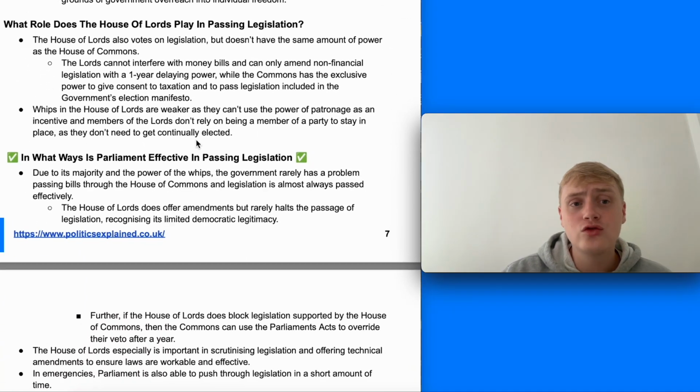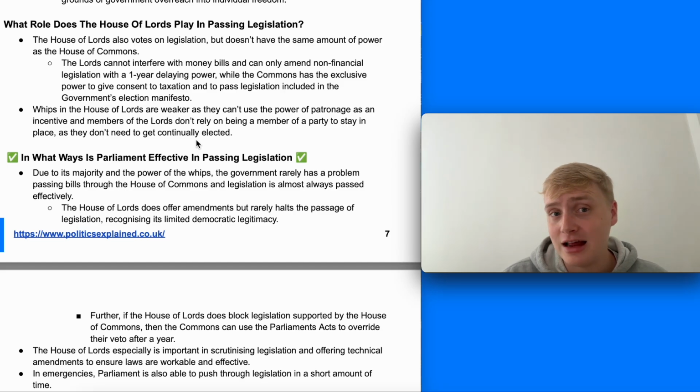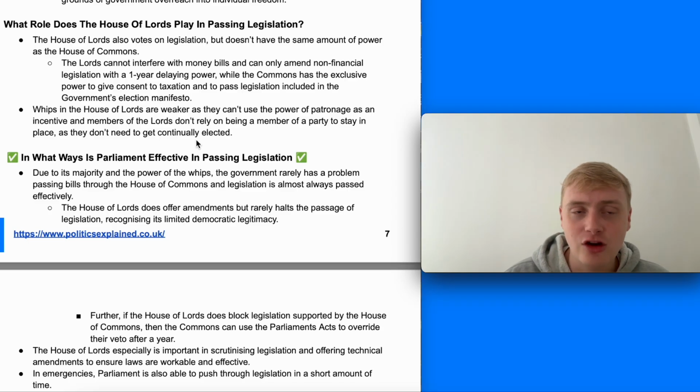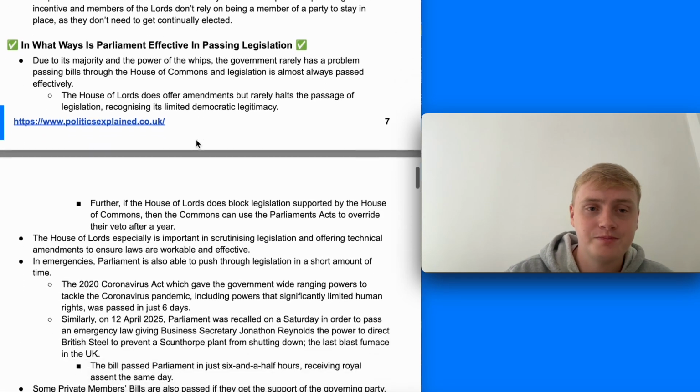The House of Lords also votes on legislation, but doesn't have the same amount of power as the House of Commons. It can't interfere with money bills, and can only amend non-financial legislation with a 1-year delaying power due to the Parliaments Act, which we'll look at in more detail in the legislative process and House of Commons and Lords video. So they can delay and can have a significant impact, but only for a year. Due to its 1-year delaying power, they don't have a veto like they used to.